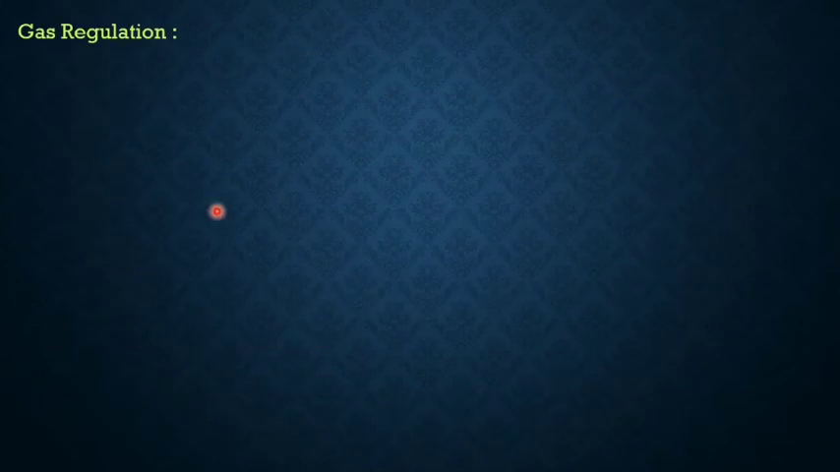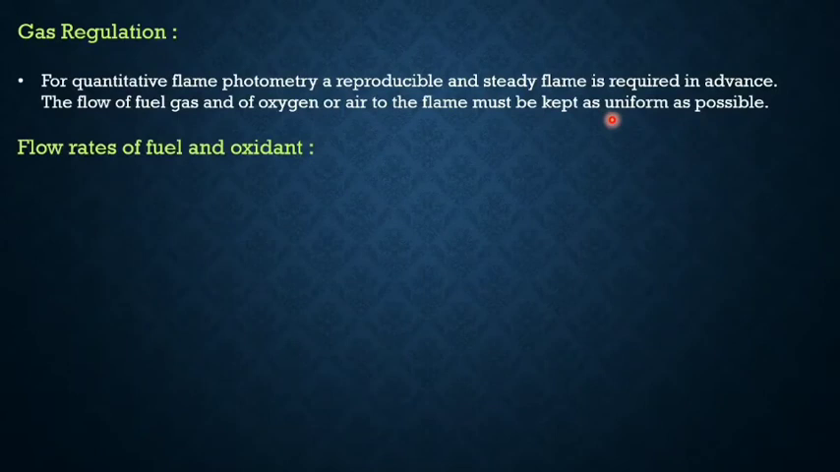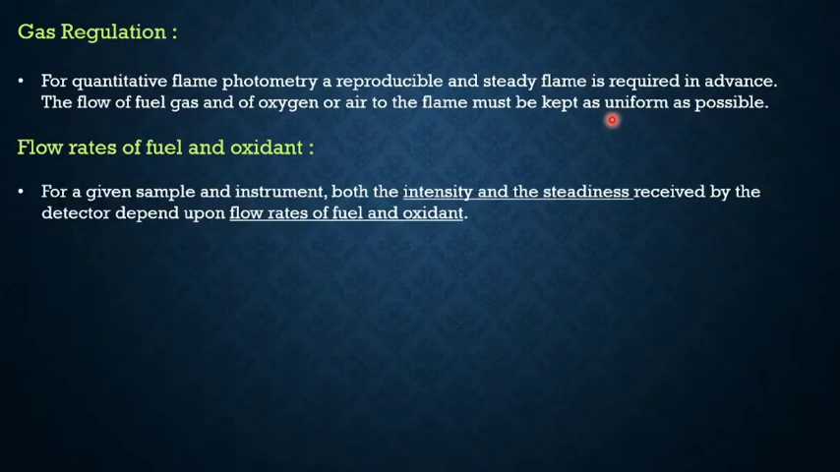Then gas regulation. Gas regulation means the control of flow rate of fuel and oxidant. Why is it necessary? For quantitative flame photometry, a reproducible and steady flame is required. So the flow of fuel gas and oxygen or air to the flame must be kept as uniform as possible.